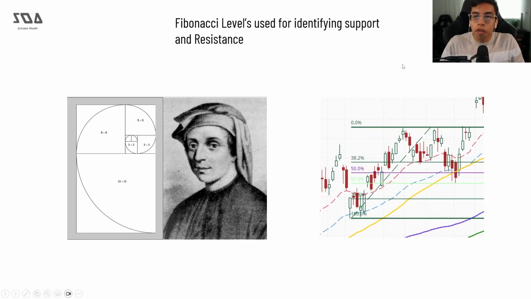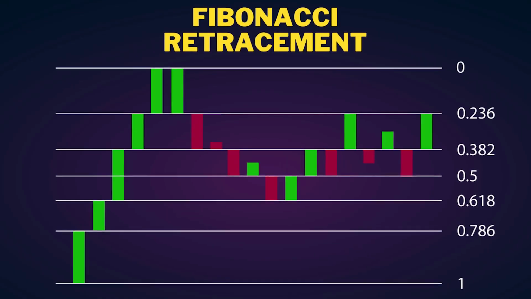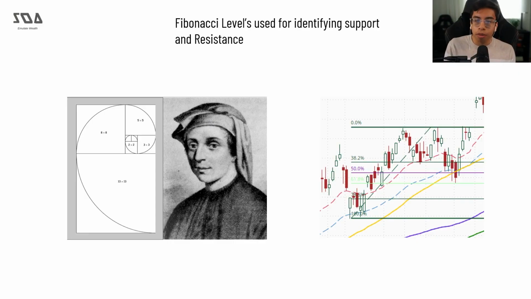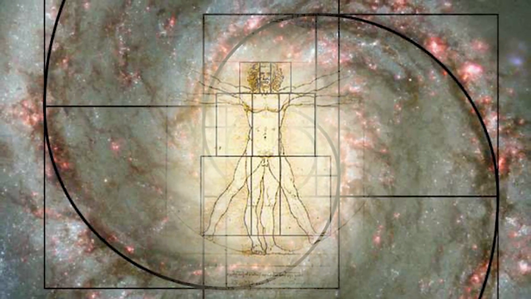Okay, so the Fibonacci level is a powerful indicator we use in the stock market. Ideally, we use the Fibonacci retracement level. If you're not familiar with it, the Fibonacci level comes from the Fibonacci golden ratio. So let me give you some background about this.